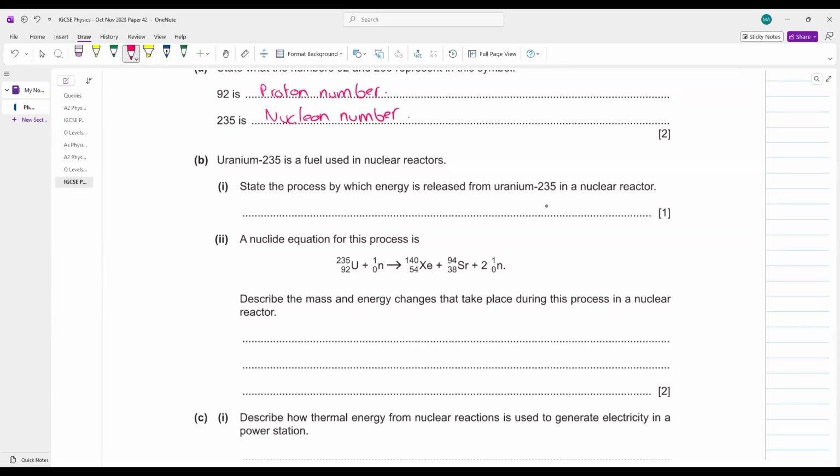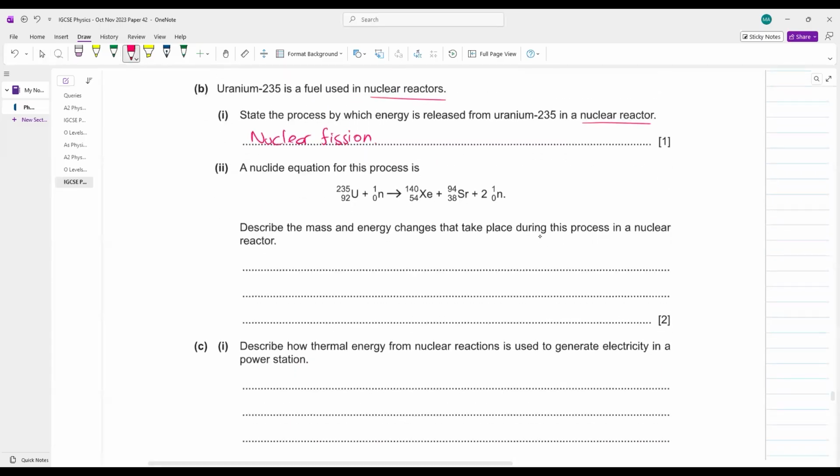Uranium 235 is a fuel used in nuclear reactors. State the process by which energy is released from uranium 235 in a nuclear reactor. Which process is always happening in a nuclear reactor? The process of nuclear fission. A nuclear equation for this process is shown. Okay, so this is the nuclear fission equation. Describe the mass and energy changes that take place during this process in a nuclear reactor.